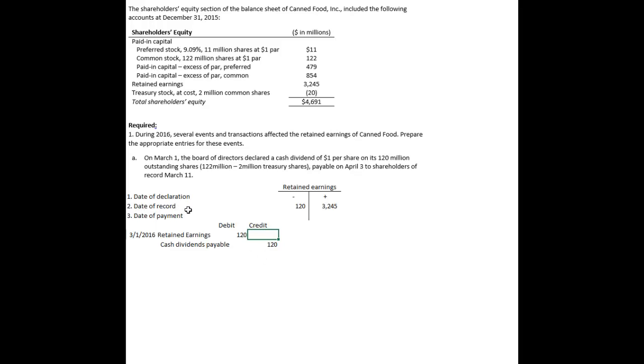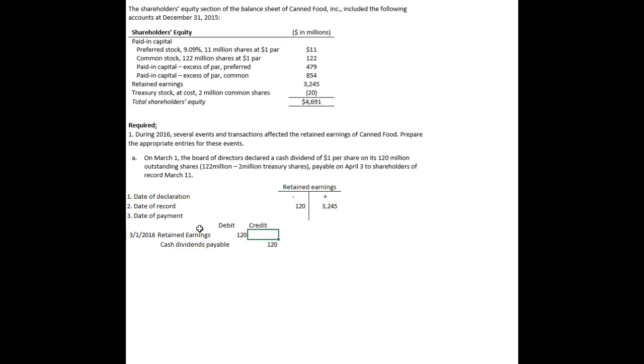So the date of record is simply nothing more than an opportunity for the company that is going to handle the dividend to get all of their books in order and say, okay, you have to own the stock on this date, which is the date of record. In this case, the date of record is March 11th. So on March 11th, you have to own the stock and you will get the actual dividend, but you won't get it until the date of payment.